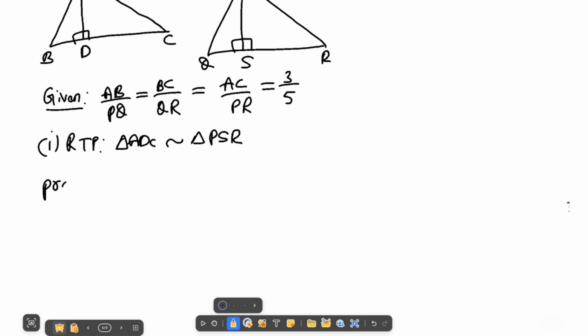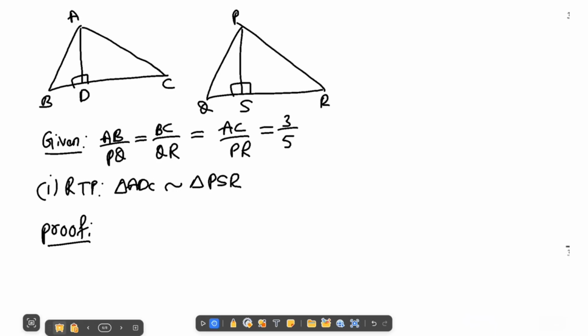Proof. So let's compare the triangle ADC, this one, triangle ADC, triangle PSR. The first thing is angle D is equal to angle S because both are 90 degrees.